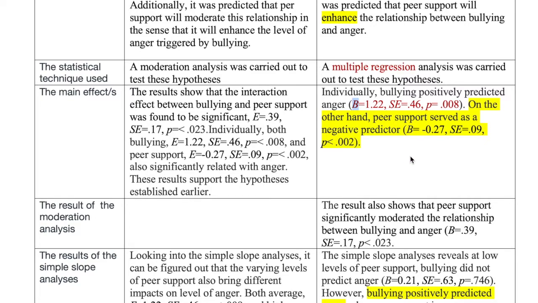So I said individually bullying positively predicted anger, so that's one idea. On the other hand, peer support served as a negative predictor. So it is important that not only do we say that a variable predicts another variable, we should specify the direction. So in the case of bullying, it's a positive predictor because the coefficient is positive. In the case of peer support, it is a negative predictor because the coefficient is negative. So that is very important.